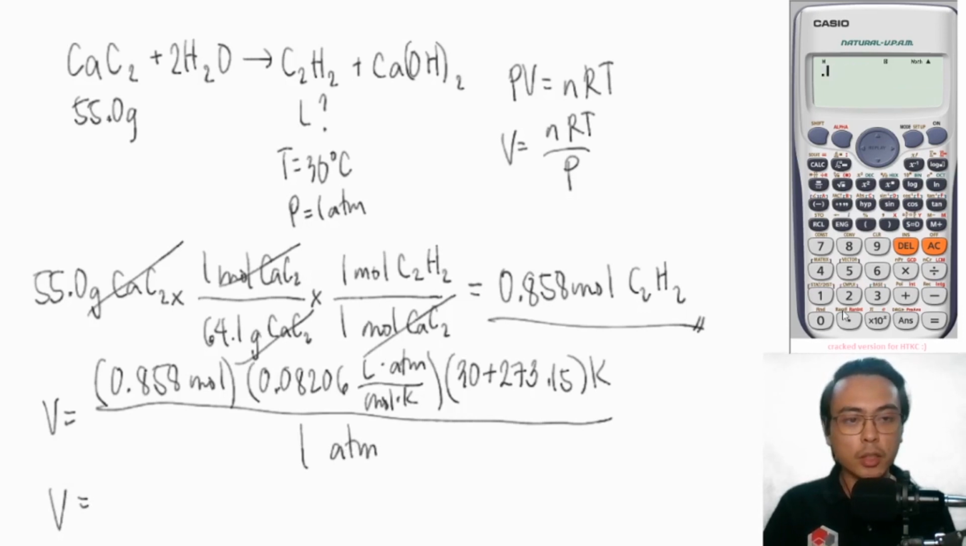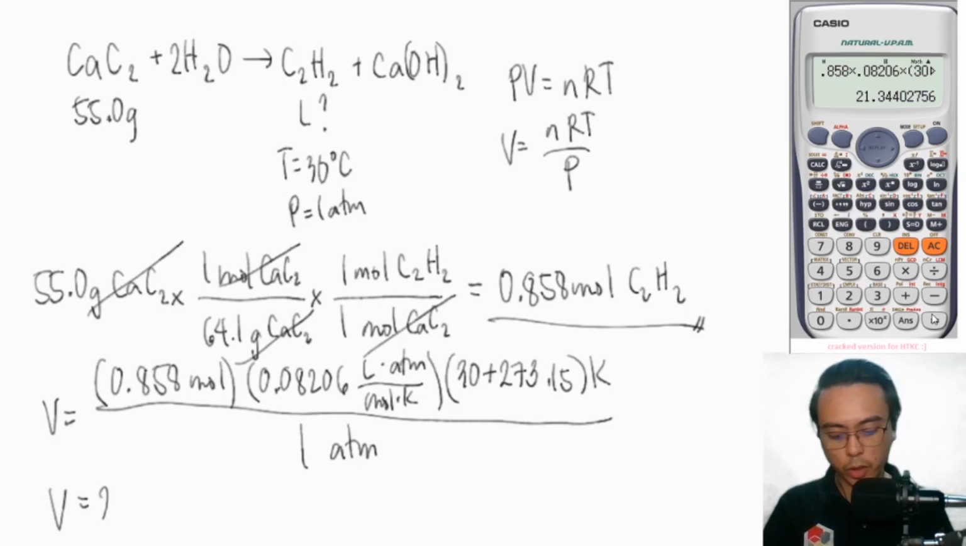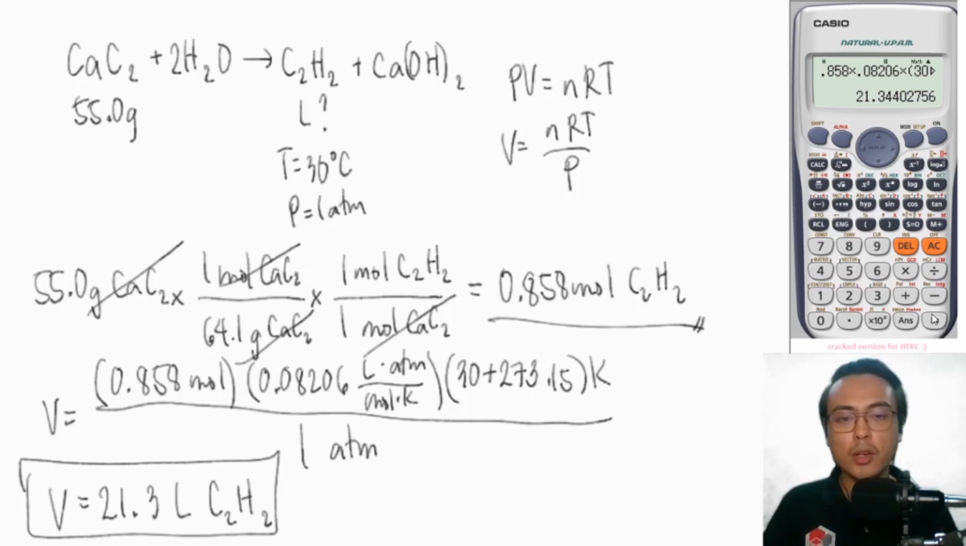Solving, this 0.858 times 0.08206 times 30 plus 273.15. We get 21.3 liters of acetylene. Okay, so you see that the solution is just repetitive. You just have to master how to perform stoichiometry and then apply additional equations such as the ideal gas equations for stoichiometry involving gases and the definition of molarity for solution stoichiometry.